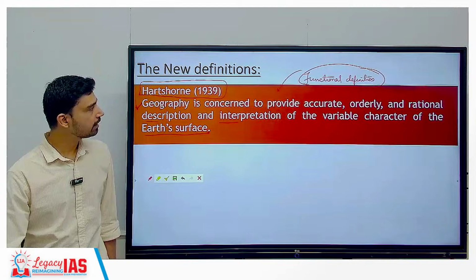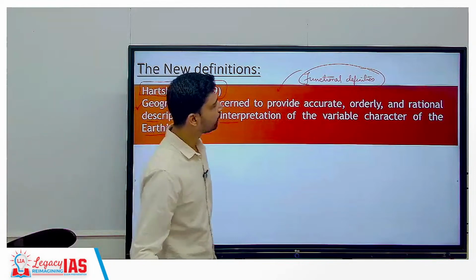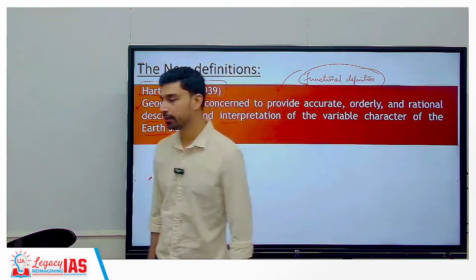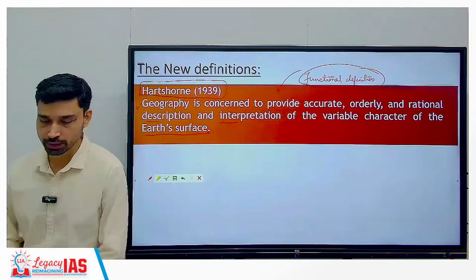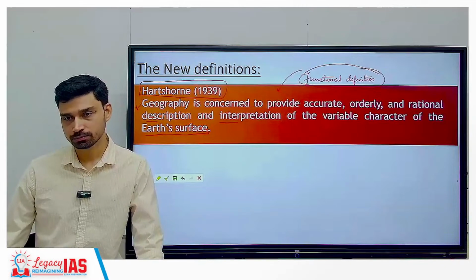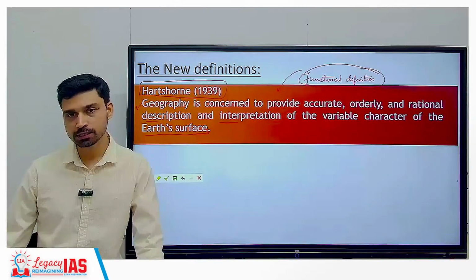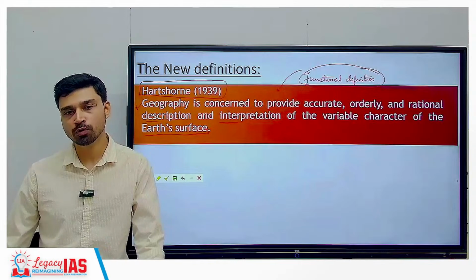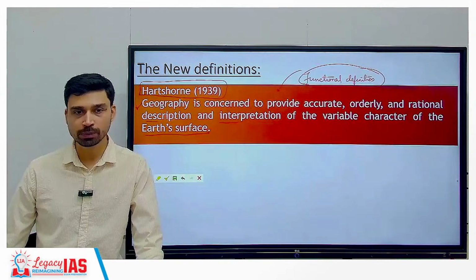Okay, so three things are there that you have to keep in mind: accurate, orderly, and rational. This is the purpose of geography as per Hart. Accurate means understandable. It needs to be as precise as possible. There should not be a lot of scope for theorizing or speculating.